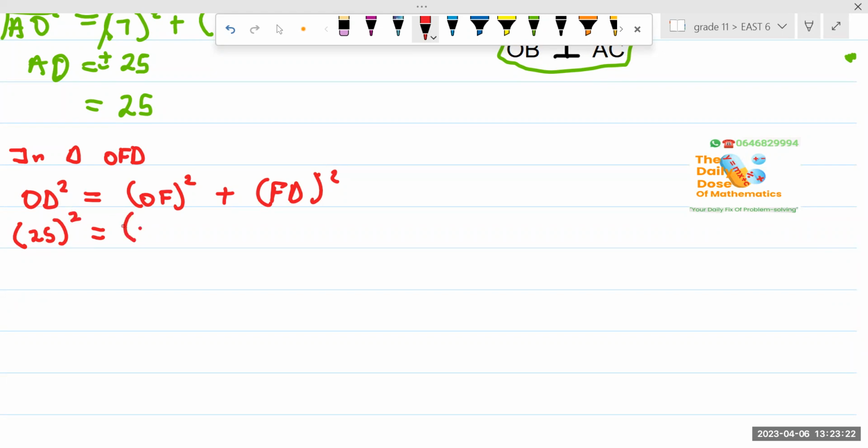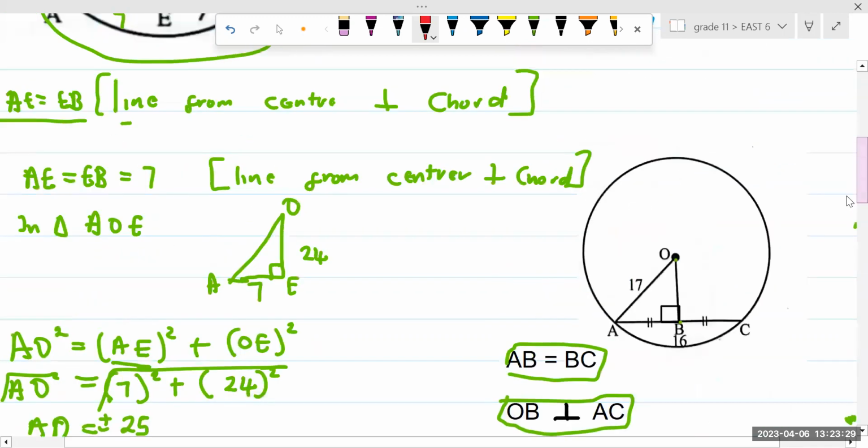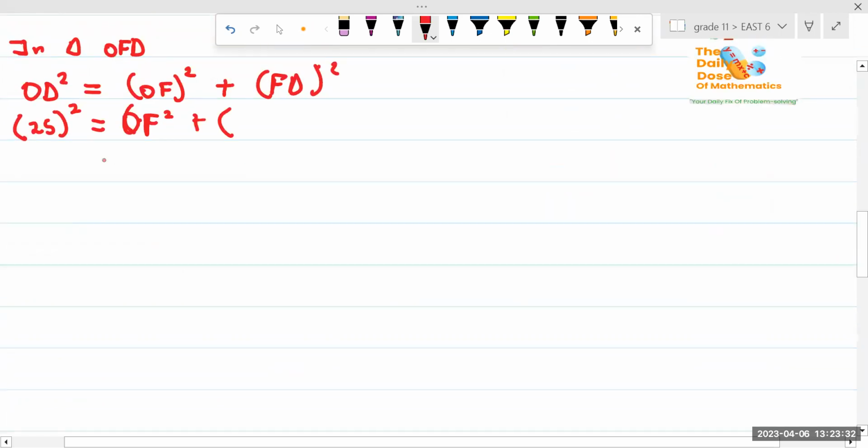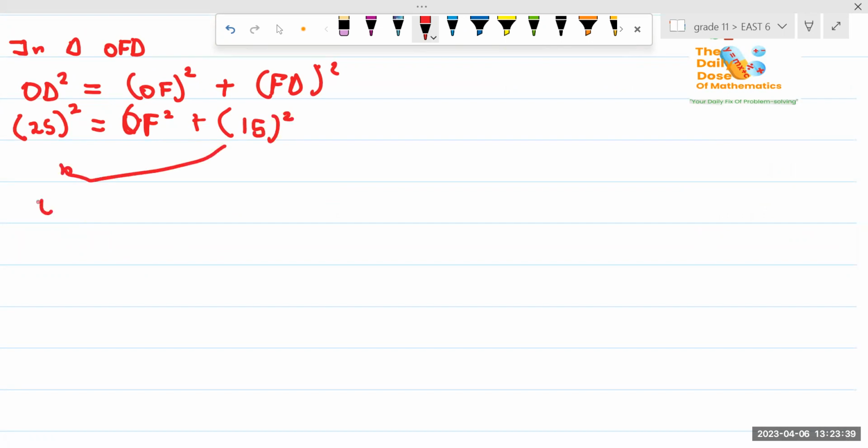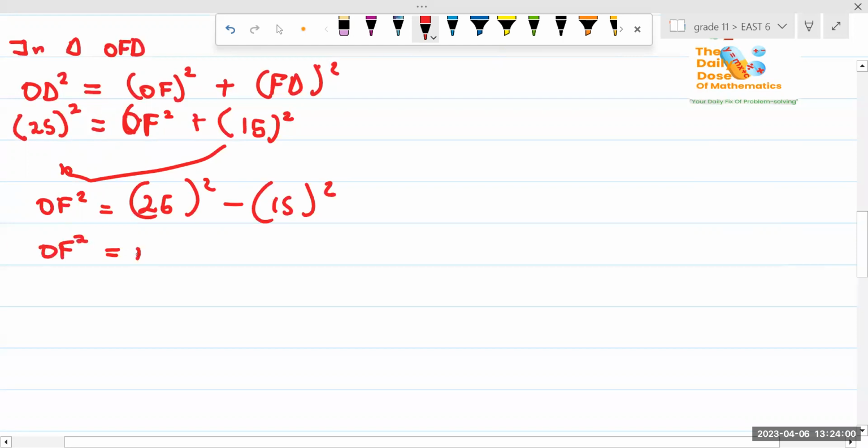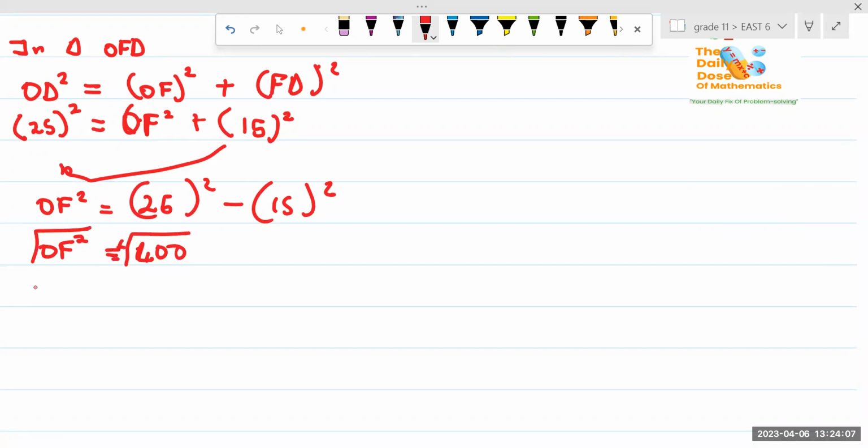And then we are looking for OF, so we'll simply write it as OF all squared plus, what is FD? It's 15 all squared. And then if we take this one to the other side, we're going to have OF all squared, which is going to be given as 25 all squared minus 15 all squared. And then if we do that, what are we going to get? 400. So OF all squared is going to be equivalent to 400. If we square root both sides, we have a plus and a minus, and then OF is going to be equivalent to 20.